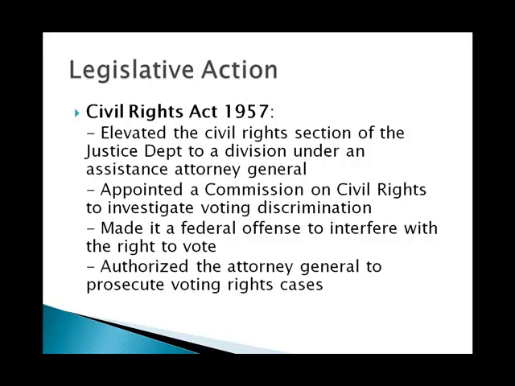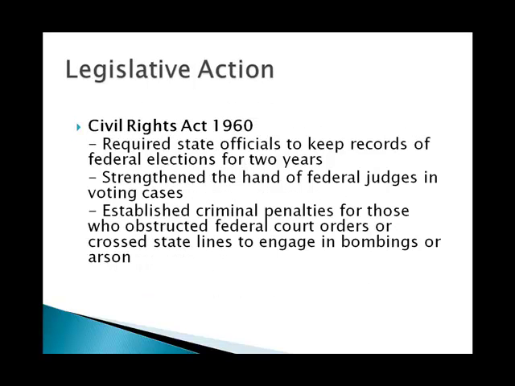It also appoints a commission on civil rights to investigate voting discrimination. So from this statement, it begins to become apparent that the main focus of this act is discrimination in voting. It made it a federal offense to interfere with the right to vote and authorized the Attorney General to prosecute voting rights cases. In 1960, Congress passes another Civil Rights Act, again focusing on voting rights.